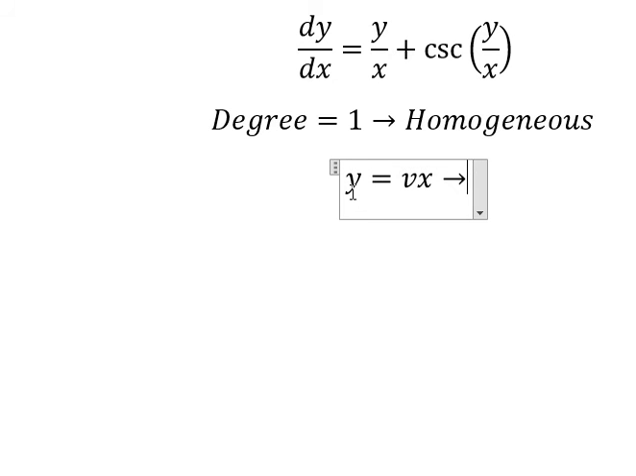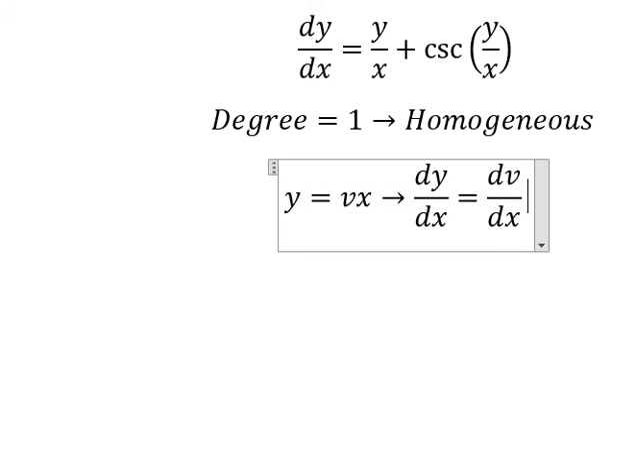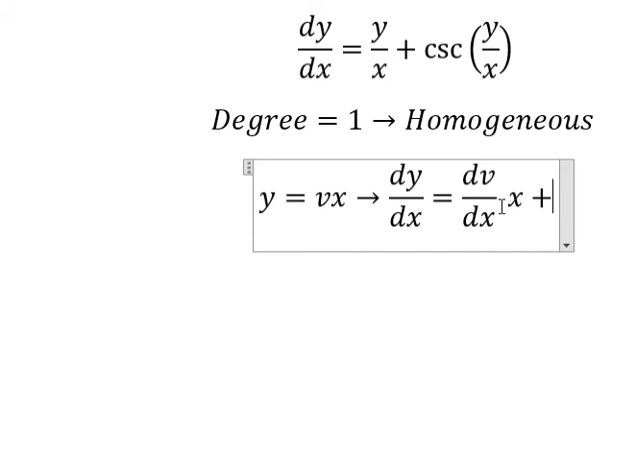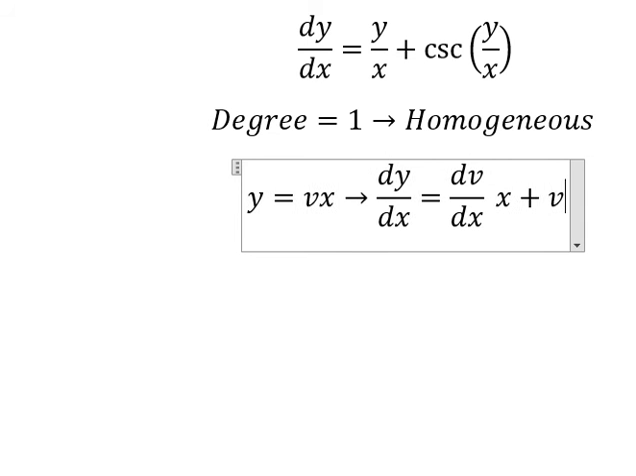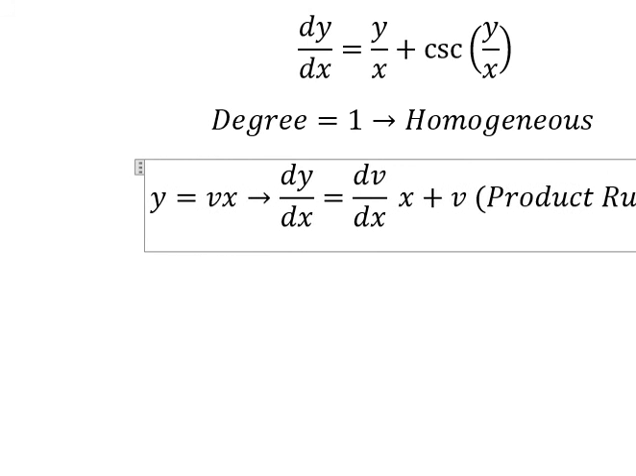After that, we first need to take the derivative of both sides, and we have dy over dx. This one we have dv over dx multiplied by x. This one we have number 1, so we have v. And that is the product rule of the derivative.